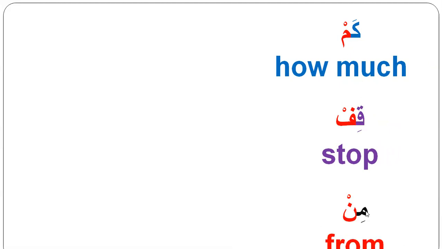Now let's have some practice with the sukun. Kaf with fatha and mim sukun. Kaf, ka, kam. This means how much. Kam. We have qaf with kasra, qi, and fa sukun. We say qif. Kam, qif. Mim with kasra and noon with sukun. Min, from.